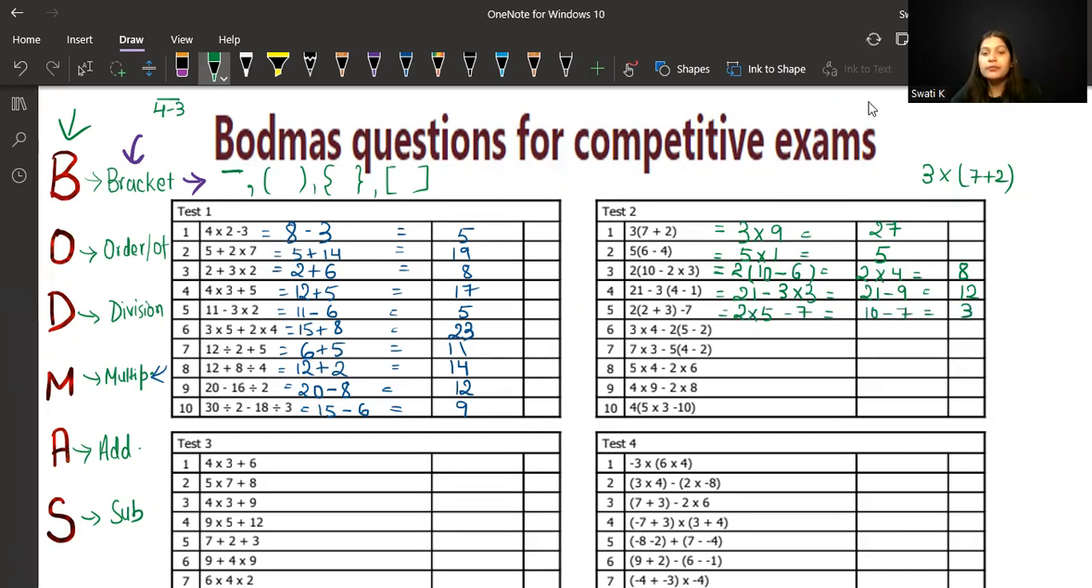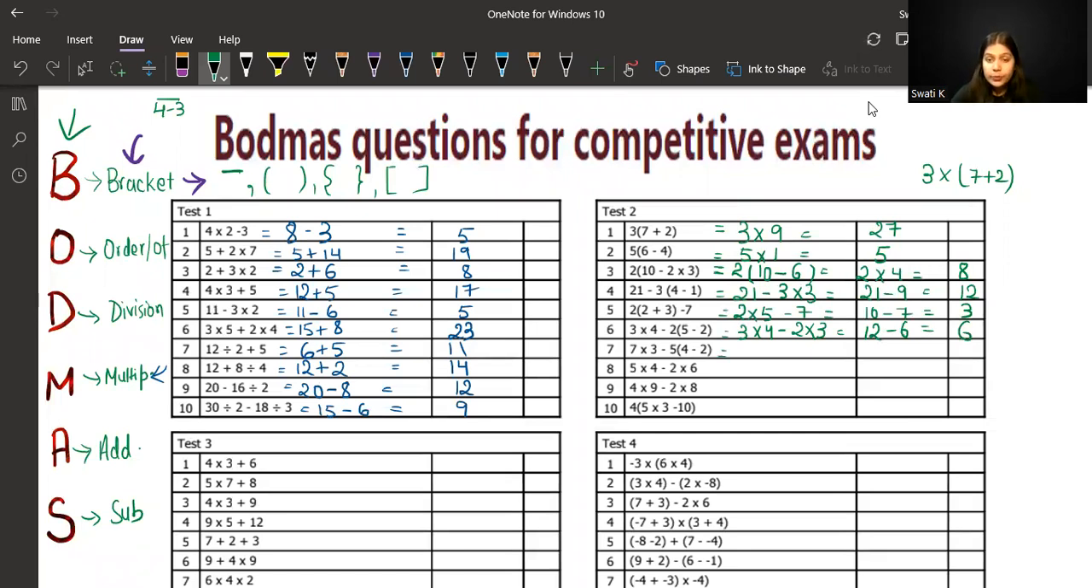Next, we have 3 times 4 minus 2 times 5 minus 2. So let us write down 3 times 4 as it is because I don't want you to get confused here. Solve the bracket part first. So that will become 2 times 5 minus 2 is 3. Now you can solve the multiplication first. So 3 times 4 is 12 and 2 times 3 is 6. So 12 minus 6 is 6.